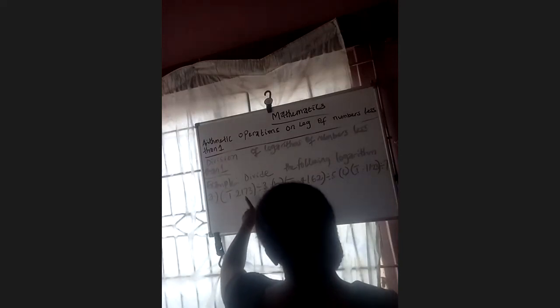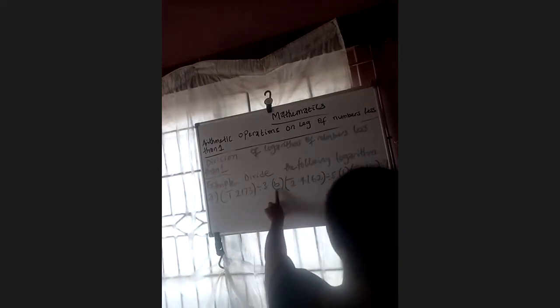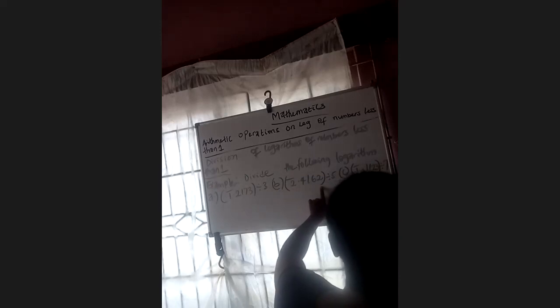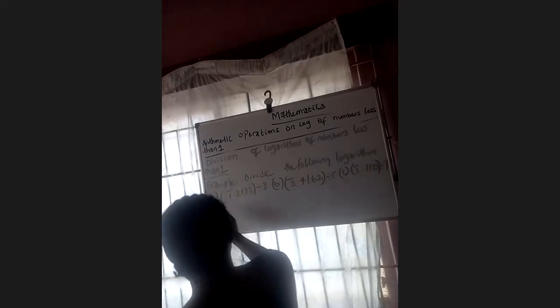So the next arithmetic operation we'll be considering is division of logarithms of numbers less than 1. Example, divide the following logarithms. A, bar 1.2173 divided by 3. B, bar 2.4162 divided by 5. C, bar 1.1123 divided by 7.